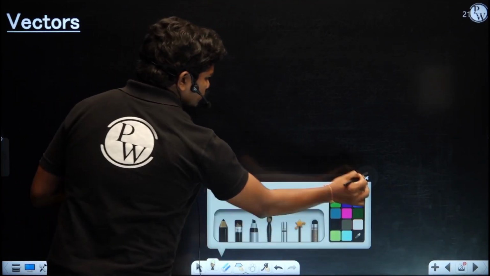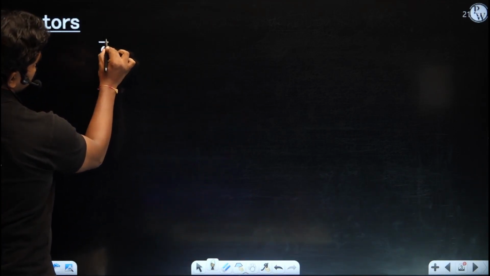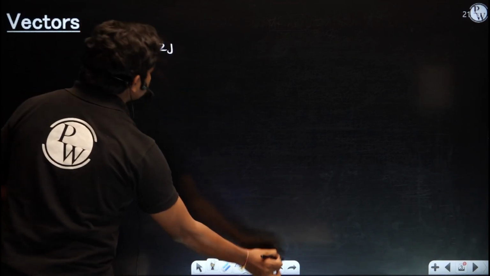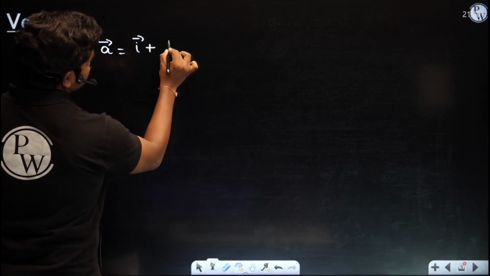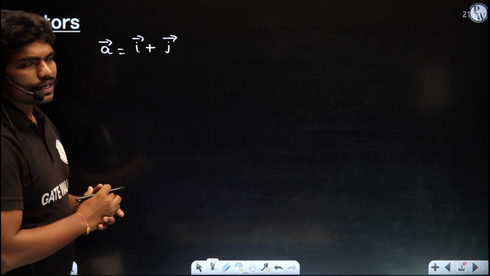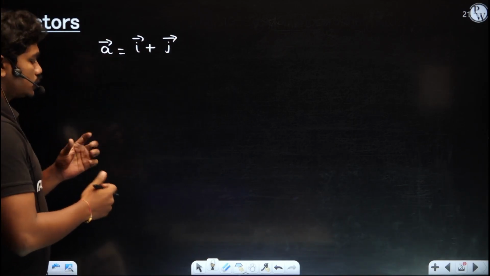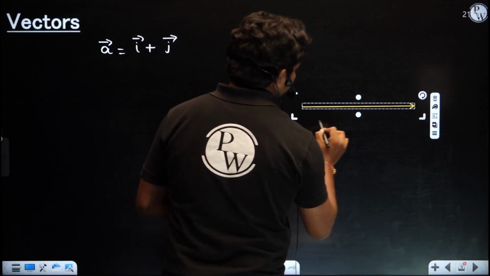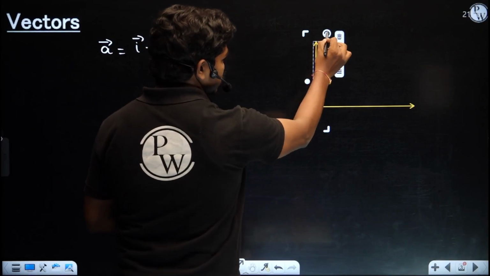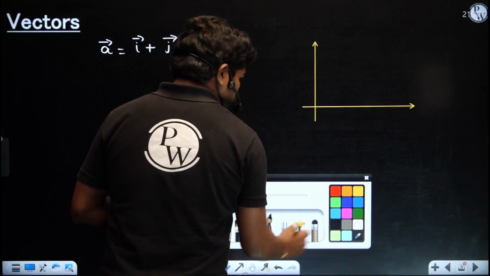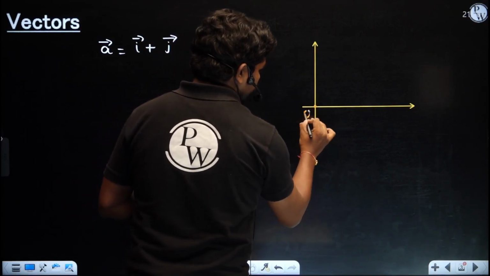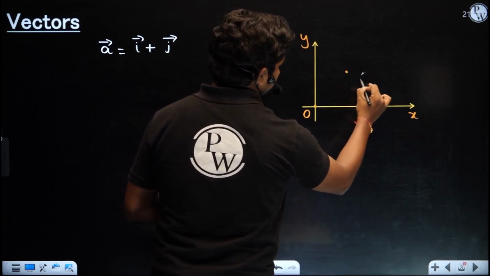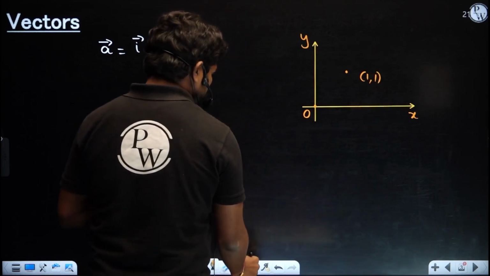Normally, as you might have studied, if I take one vector, i plus 2j for example, or i plus j, let us take a simple vector initially. If you take i plus j, suppose it's a vector in 2-dimensional space. If you plot this in a Cartesian coordinate system, with x axis and y axis, the point (1, 1) is somewhere here. So this point is (1, 1).